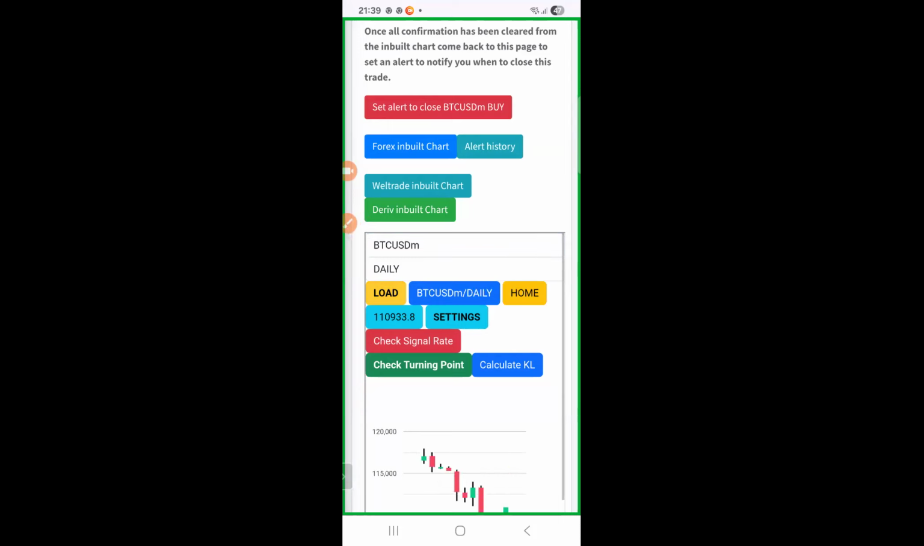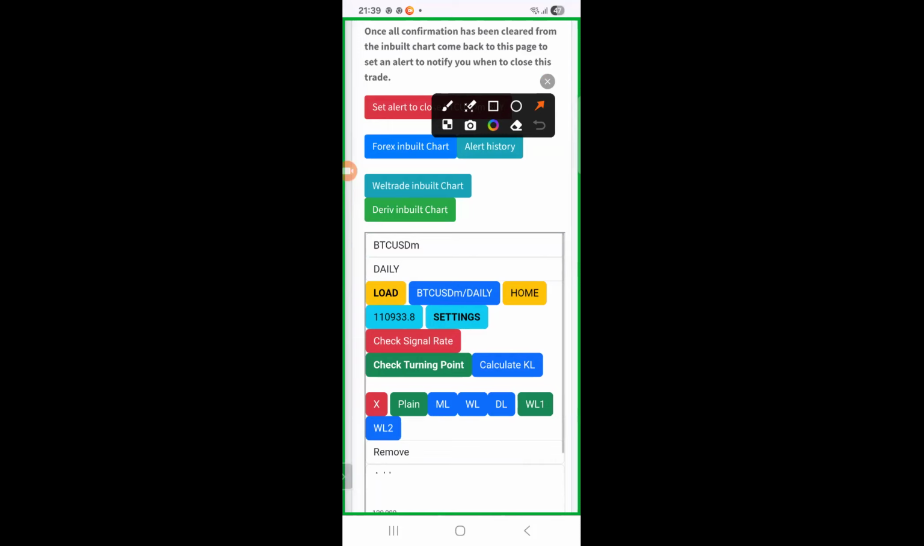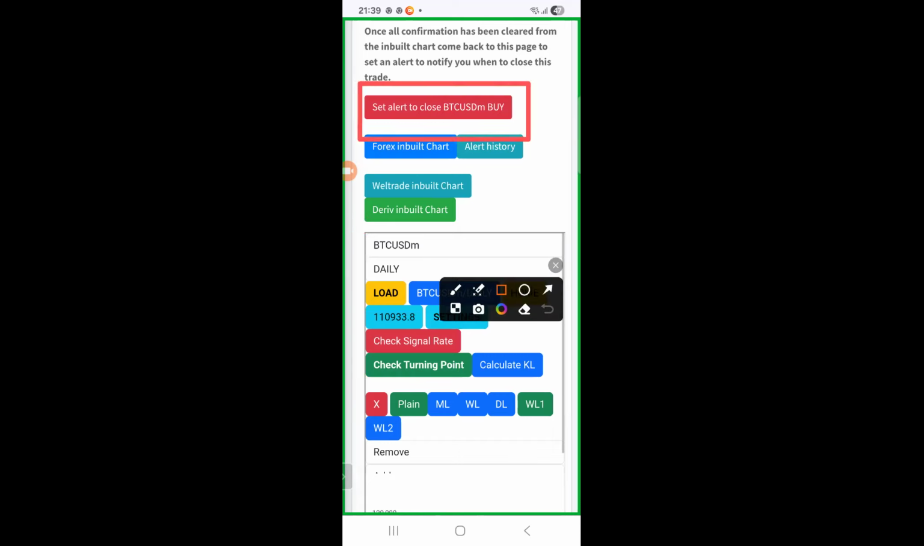When I load it, I actually click on setting because I can do the inbuilt chart. Now, look at that amazing thing, there are serious functions here. First, look at this. Check signal rate. You want to check how strong this signal is. Another thing I love so much in this is this. Look at this: set alert to close Bitcoin buy, meaning you have entered the market.